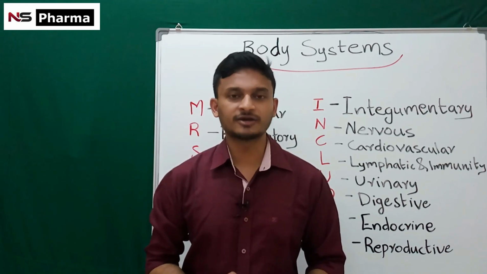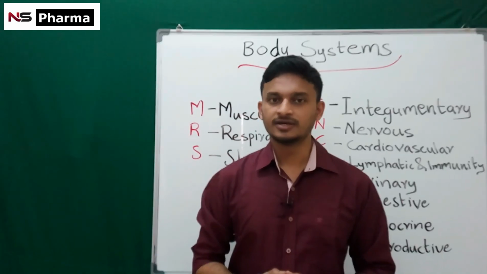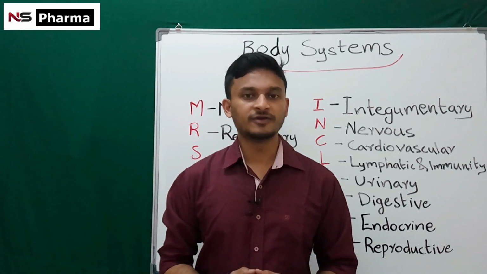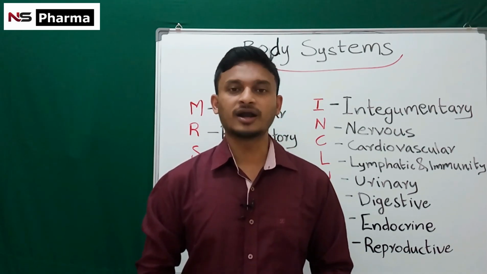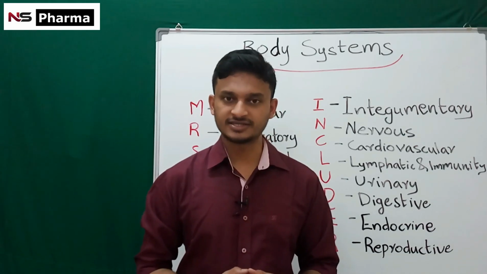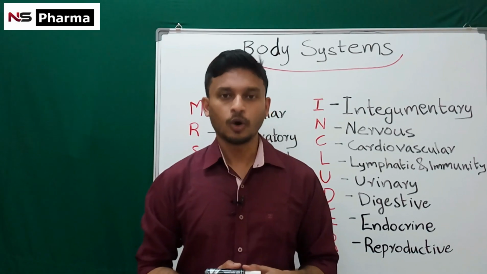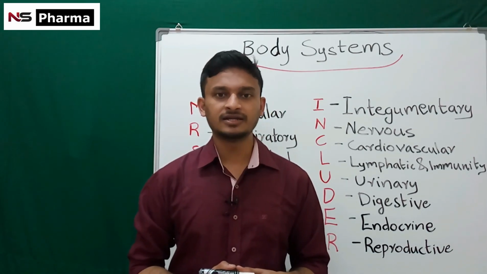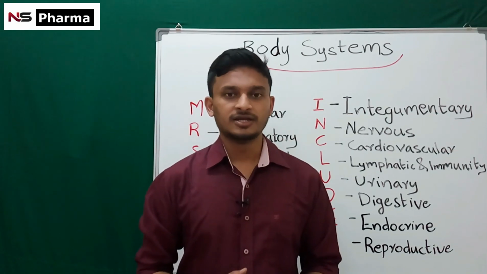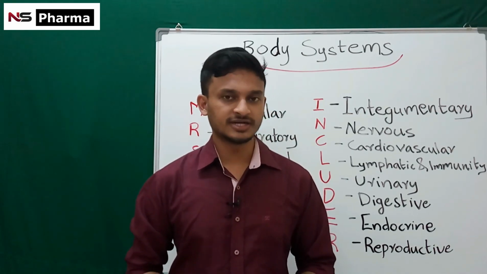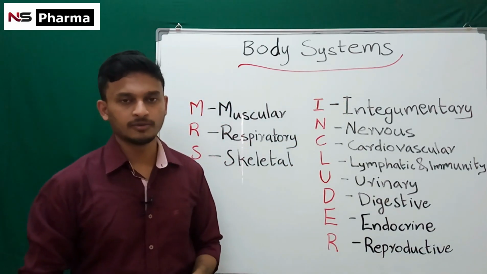In today's video, we are going to see different body systems present in our body. In the previous video, we already saw the levels of structural organization. What are the different levels of structural organization? Chemical level, cellular level, tissue level, organ level, organ system level, then organism level. We already covered that session. Now, in this video, we are going to study different body systems present in our body.